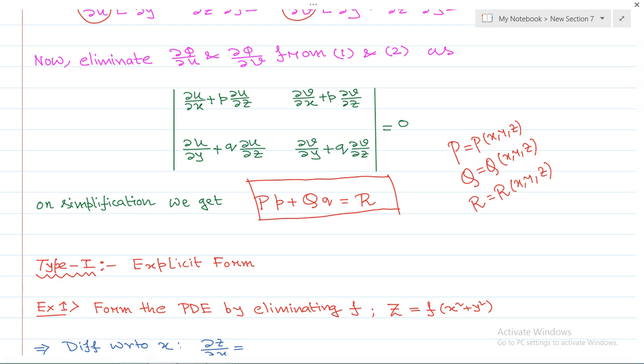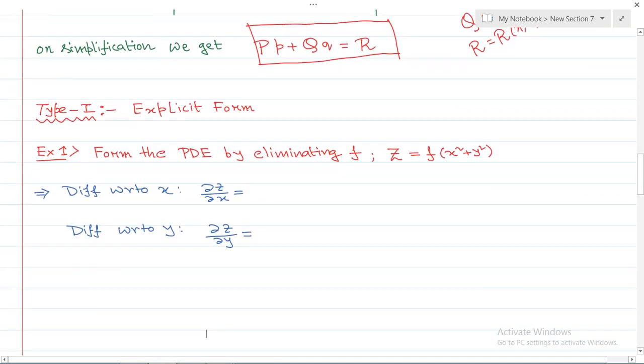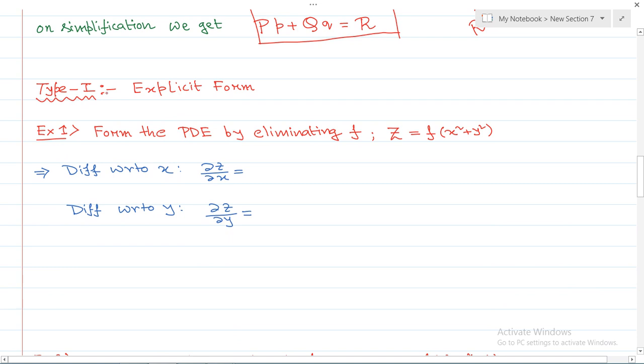Now let us do some examples to understand the fact behind it. So first of all we are going to explore the type 1 problem, that is the explicit form. For explicit form, I have told you that the dependent variables are explicitly written in terms of the independent variables, right? So now example 1 says: form the partial differential equation by eliminating f from the relation z equals f of x square plus y square, where f is our unknown function, we want to eliminate it. Okay, so this is our given equation, we put it as equation number 1.